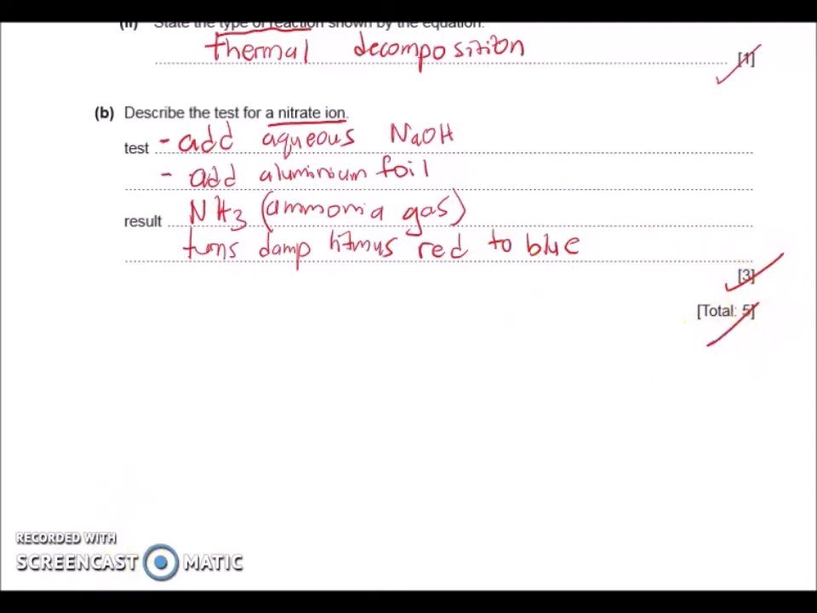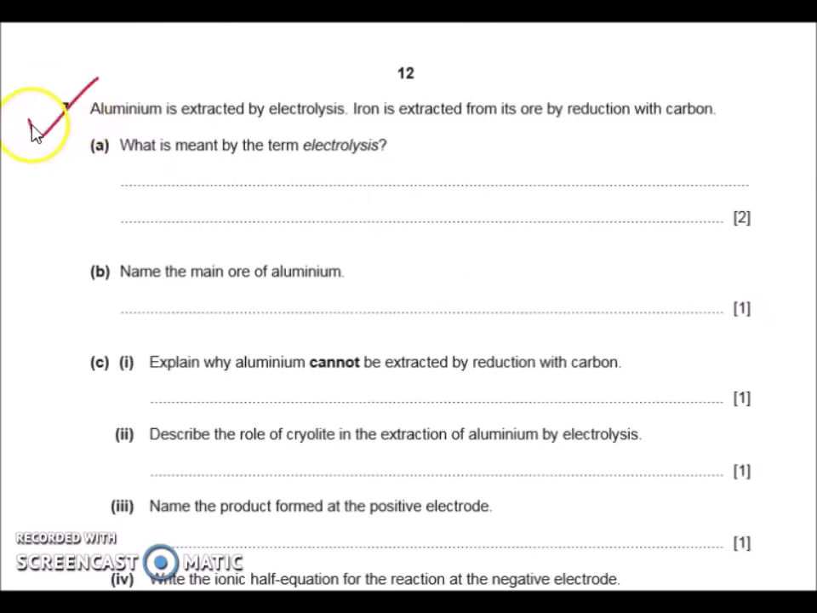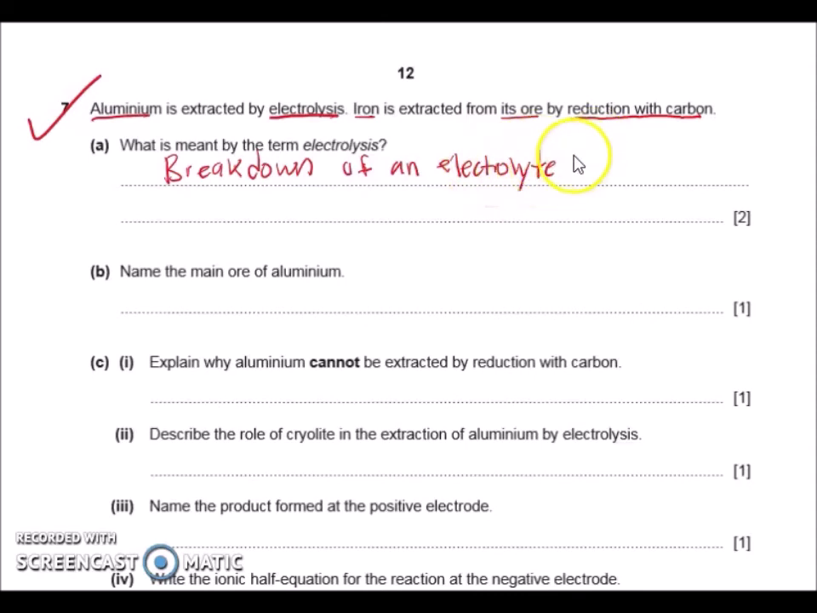Okay, we move to question number 7. Aluminium is extracted by electrolysis. Iron is extracted from its ore by reduction with carbon. Okay, what is meant by the term electrolysis? Electrolysis is we break down of a molten, okay, or you can say a breakdown of an electrolyte. And you can put a bracket here, can be either in a molten solution or is an aqueous.